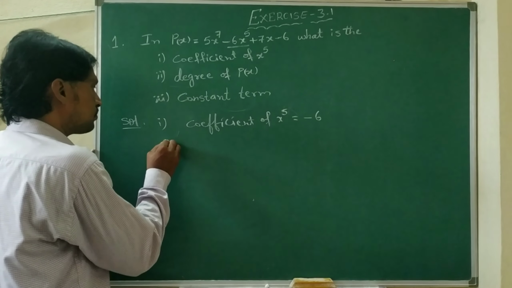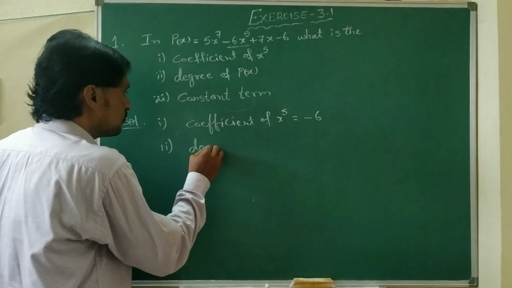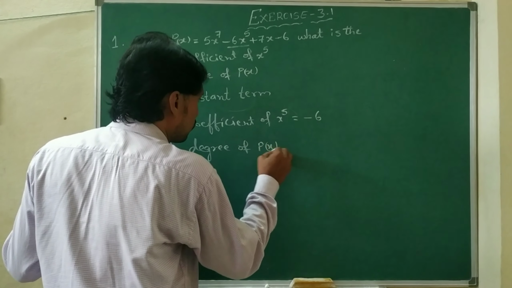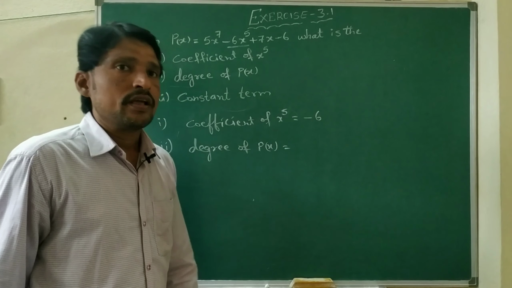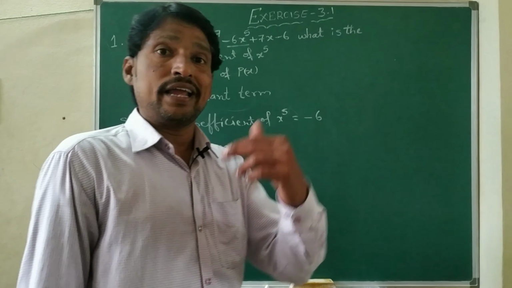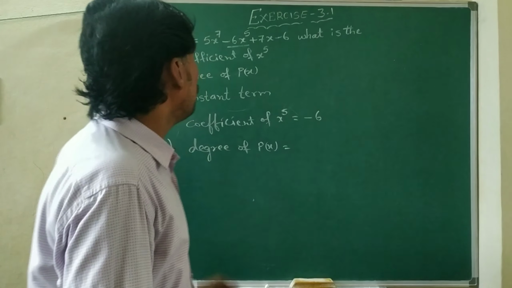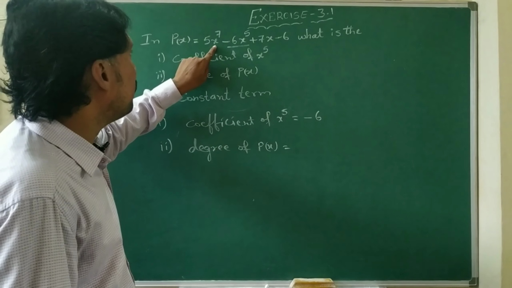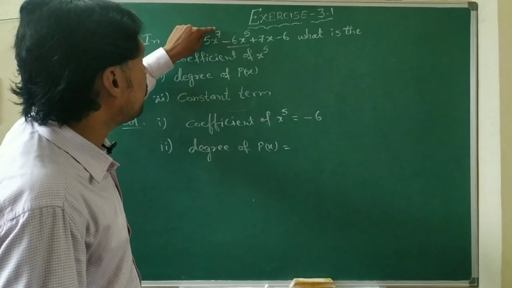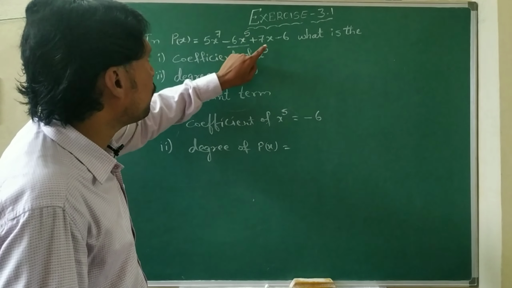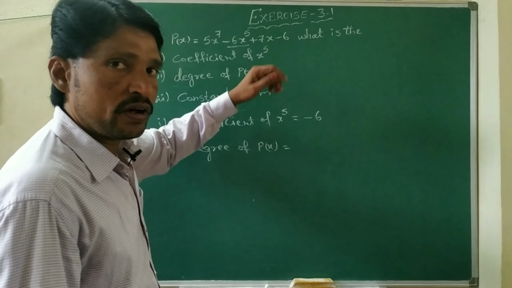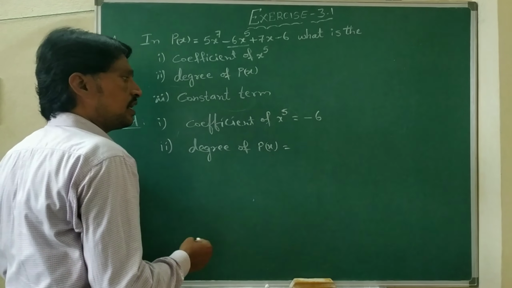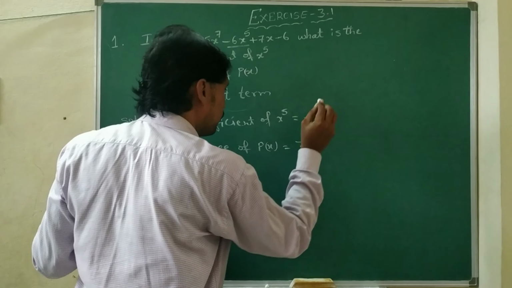Next, degree of P of x. So what is degree? In the given polynomial, the highest power is called degree. So here we need to check the variable's powers. Here variable is x, power is 7. Variable x, power is 5. Variable x, power 1. Means the highest power is 7. So the degree of P of x equals 7.